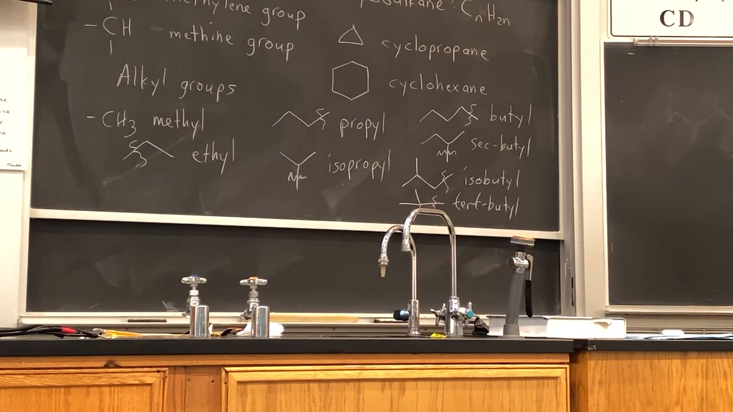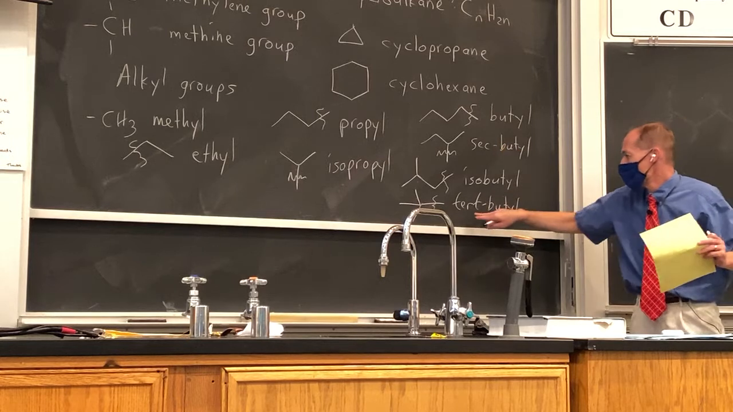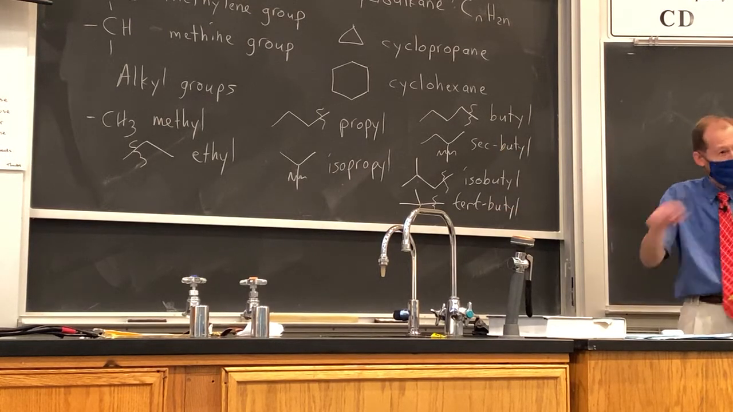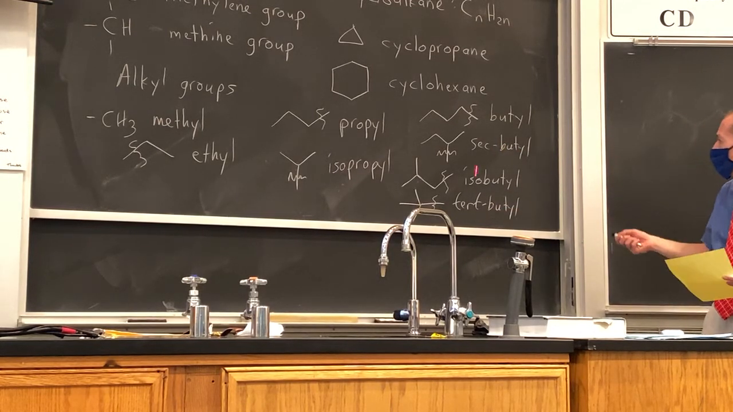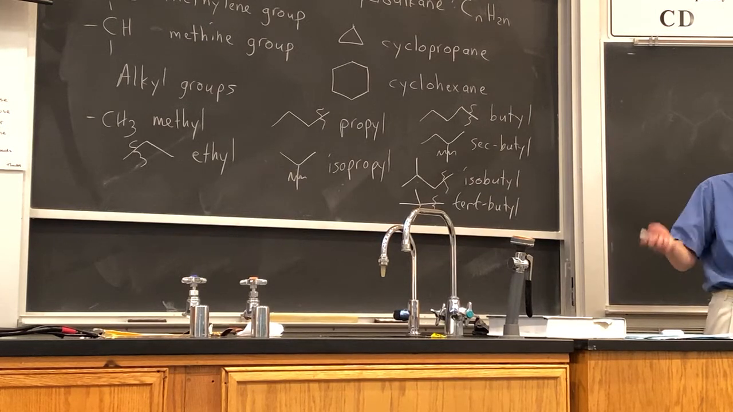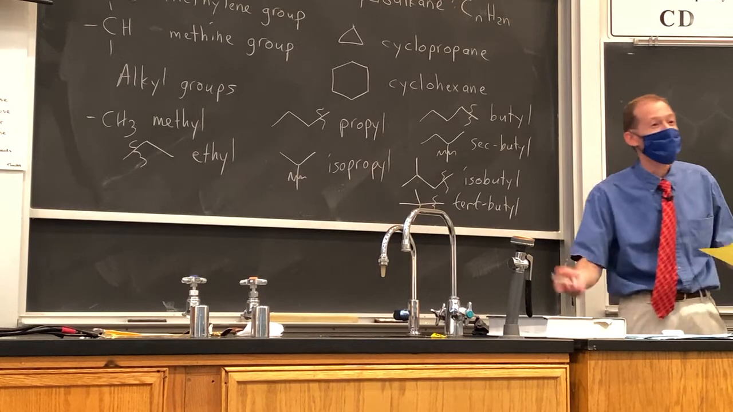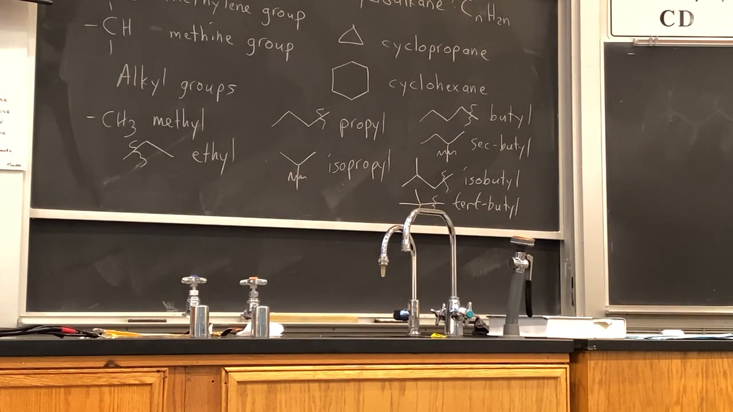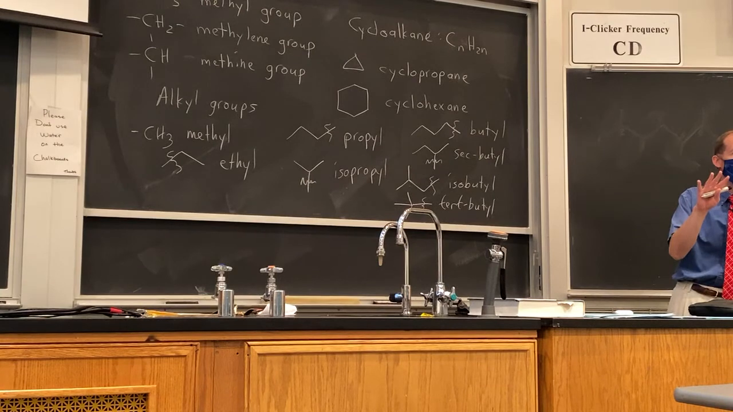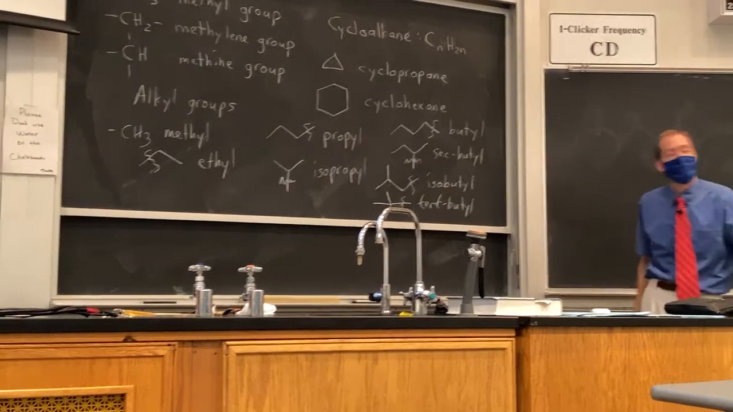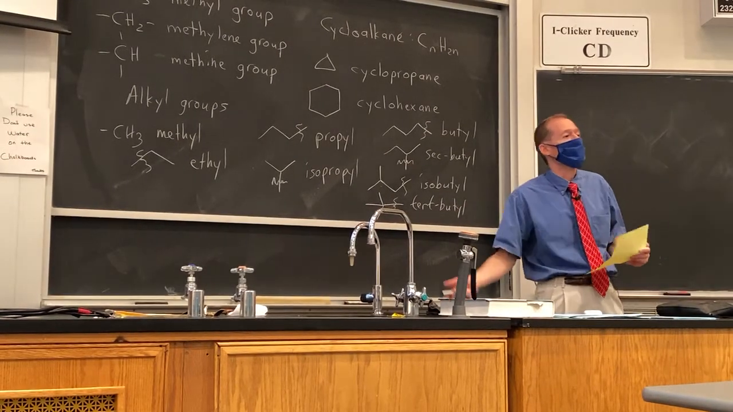One other thing to remember on these names, sec and tert are italicized, and they have a little hyphen. Iso is not italicized and has no hyphen. Okay? I didn't make up these rules, I'm just teaching them to you. So it's not my fault that they're confusing. I apologize. The good news is we are not naming any more alkyl groups. We're only going up to 4 carbons.